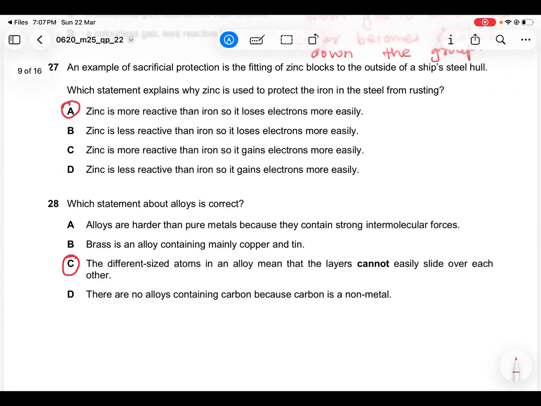Which statement about alloys is correct? Alloys are harder than pure metals because they contain strong intermolecular forces. The first half of the statement is definitely correct, but they do not contain strong intermolecular forces, they contain electrostatic forces. Brass is an alloy containing mainly copper and tin. No, brass is made up of copper and zinc.